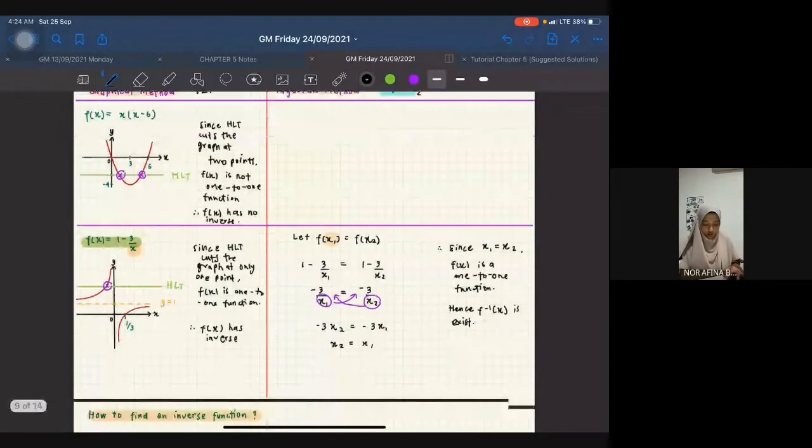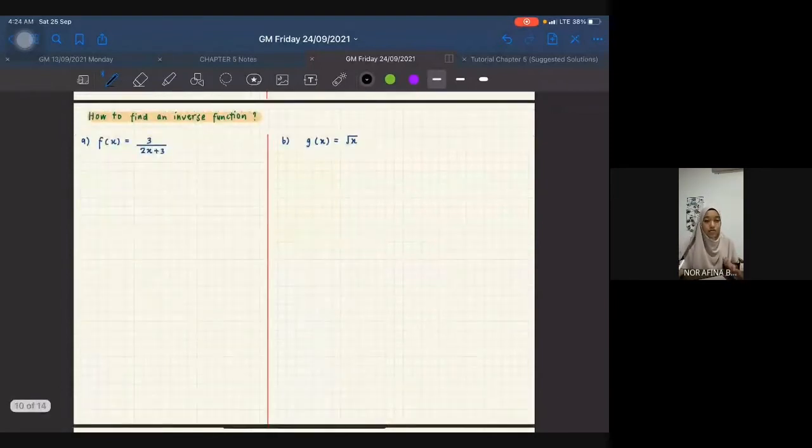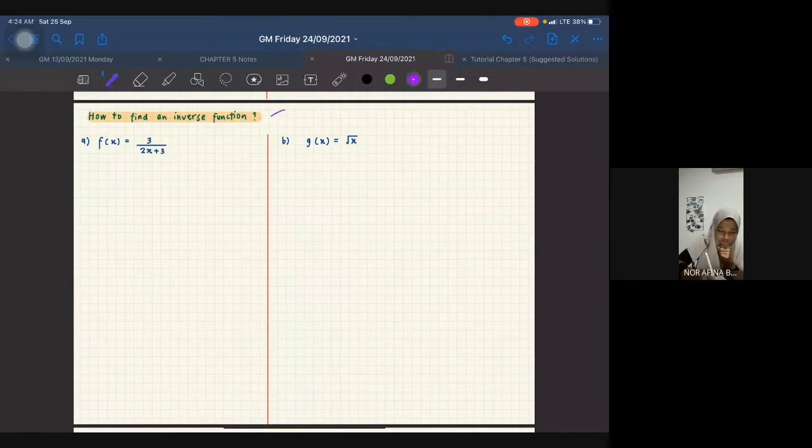Alright, so sekarang kita akan move on to how can we find an inverse function. Okay, so diberi satu function, macam mana awak nak cari dia punya f inverse? Okay, so kita ada dua cara. So cara yang pertama is we can use property. And then the second one kita akan guna cara let. Ini kita akan guna balik definition yang asal-asal tadi tu.